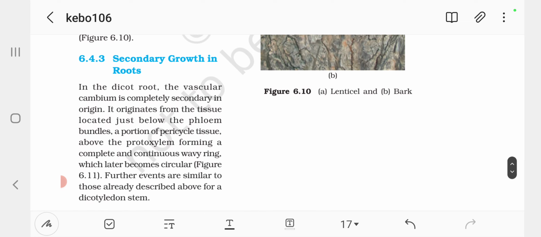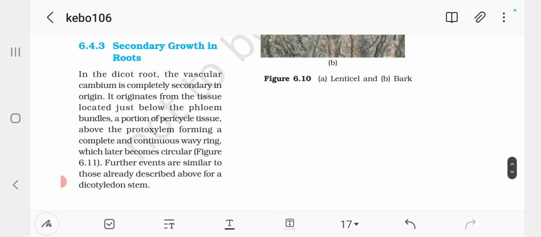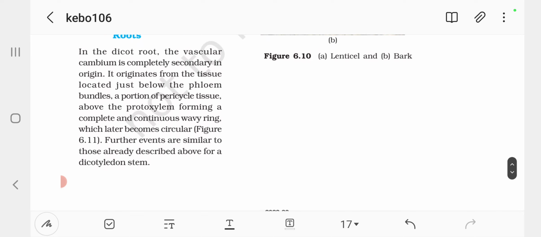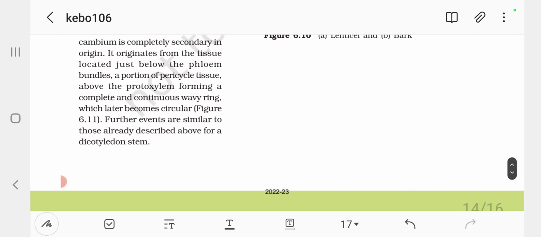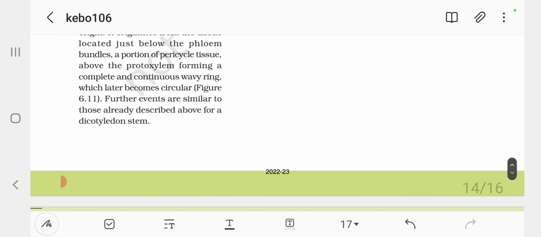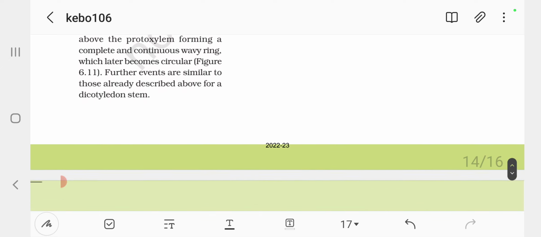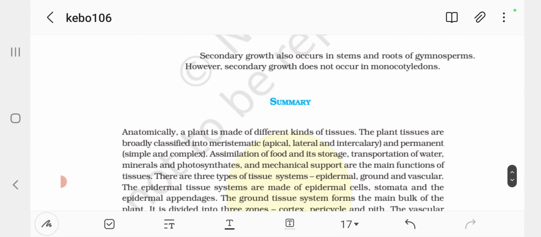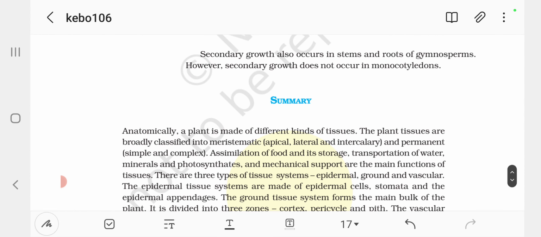6.4.3 Secondary growth in root. In the dicot root, the vascular cambium is completely secondary in origin. It originates from the tissue located just below the phloem bundles and a portion of pericycle tissue above the protoxylem, forming a complete and continuous wavy ring. Further events are similar to those already described above for the dicotyledon stem. Secondary growth also occurs in stems and roots of gymnosperms. However, secondary growth does not occur in monocotyledons.